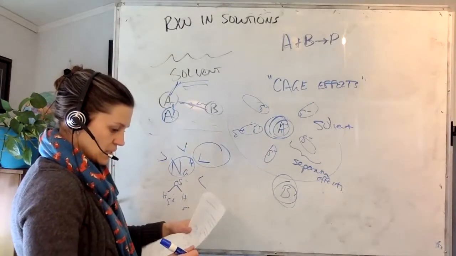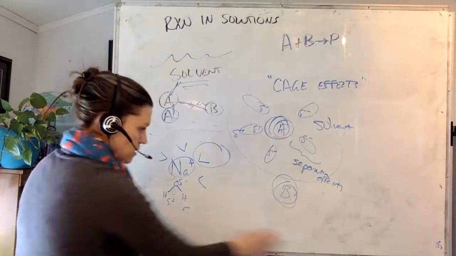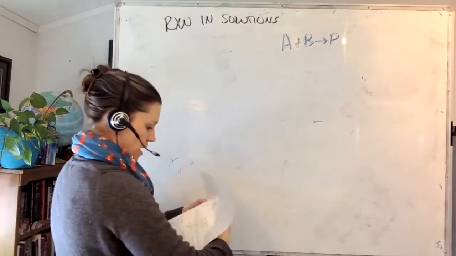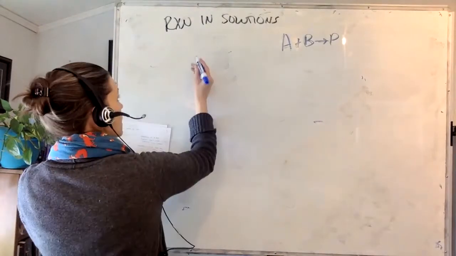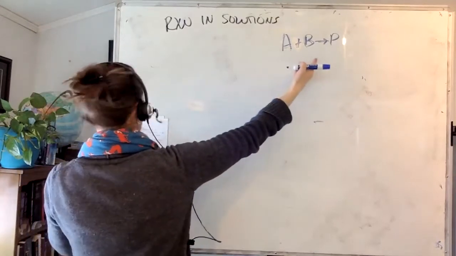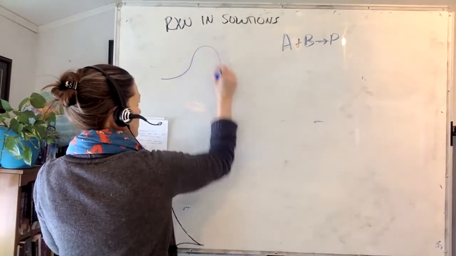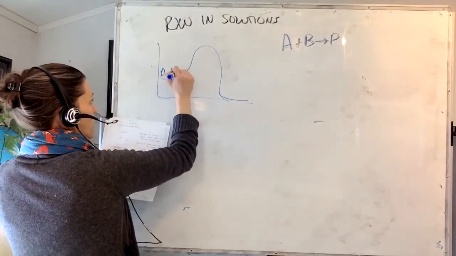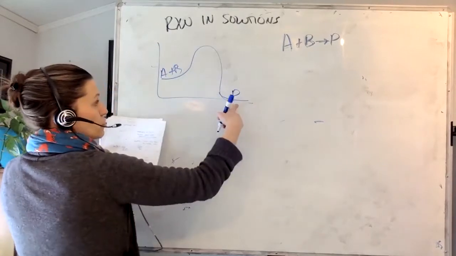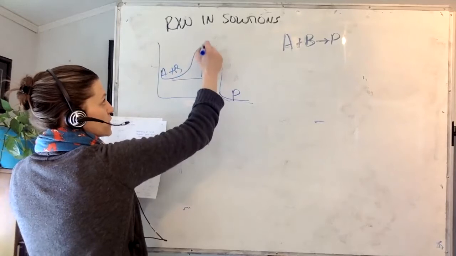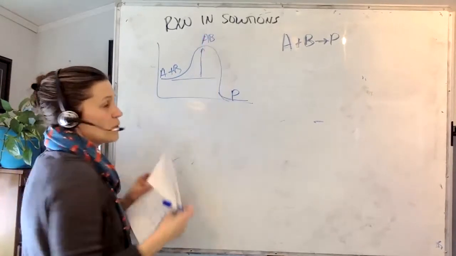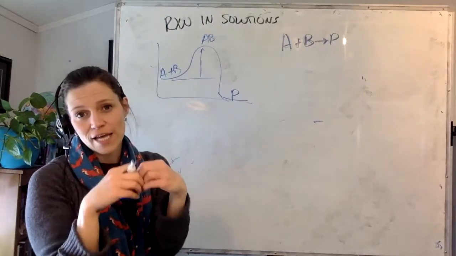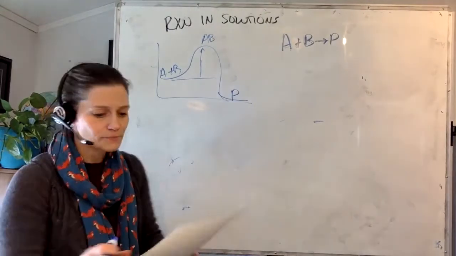Okay. So for A plus B yields products, we have a rate constant times the concentration of A times the concentration of B. So A plus B yields P. Here's our reaction coordinate. You have A and B separated, your products, but then there has to be some sort of transition state where A and B become an activated complex, such that A and B are still unique to each other, but they're in the right orientation such that they can then react to become the products.